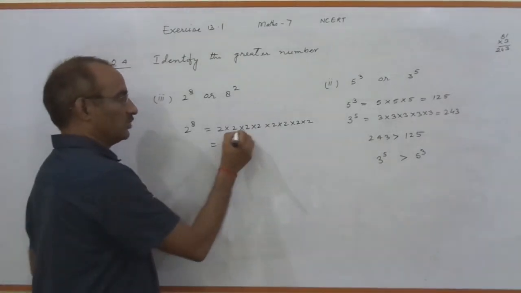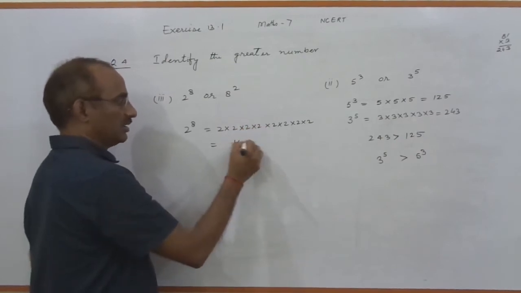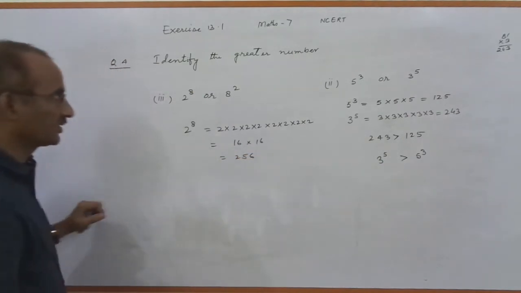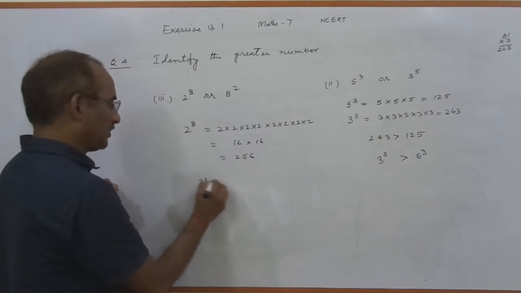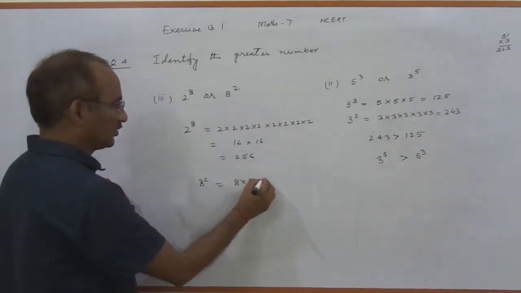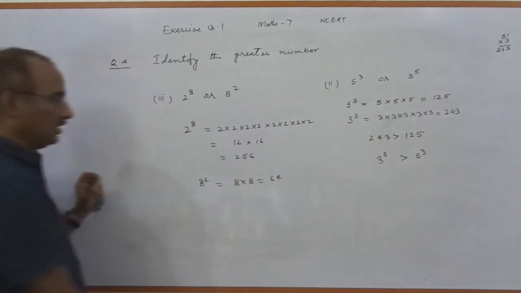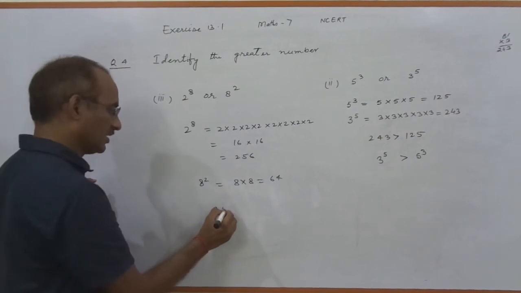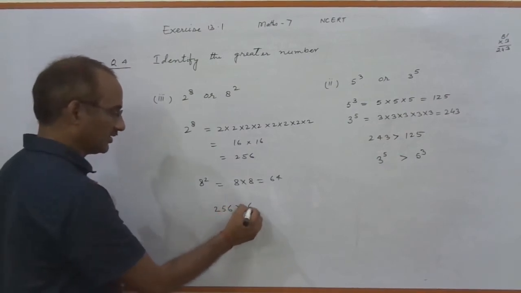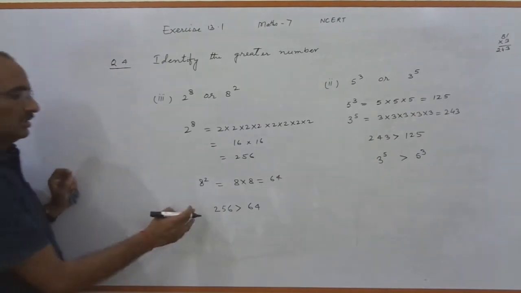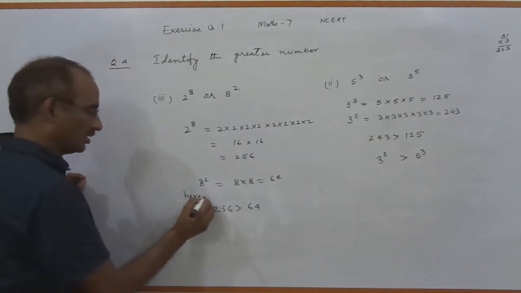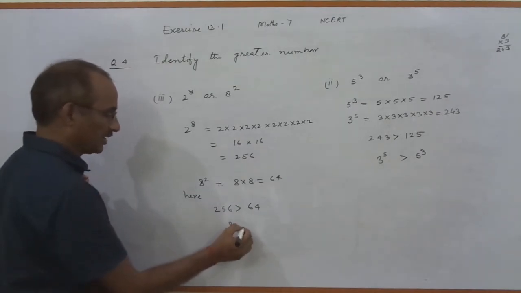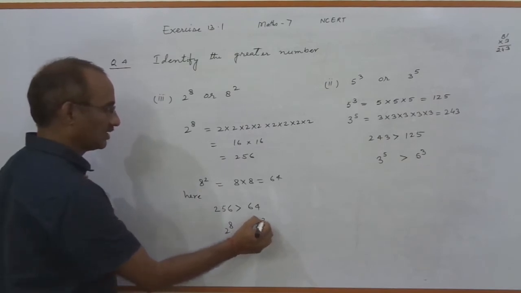It can be written as 2 twos are 4, 2 fours are 8, 2 eights are 16, and 16 multiplied with 16, so we get 256. And 8 power 2 can be written as 8 into 8, so we get 64. Here 64 is smaller than 256, or we can say that 256 is greater than 64, so we can say that 2 power 8 is greater than 8 power 2.